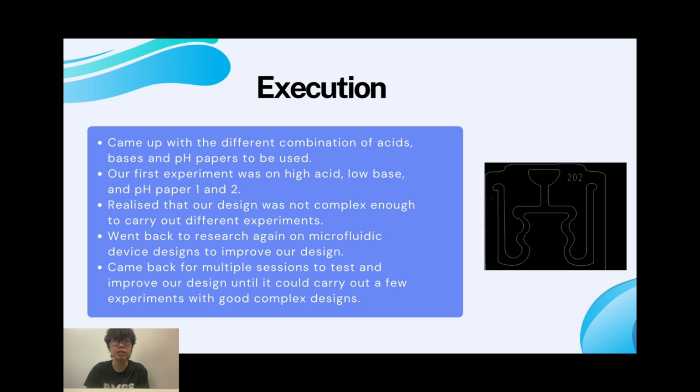As for the execution, we came up with many different combinations of acids, concentration of bases, and pH papers to be used. For our very first experiment, we decided to use high acid onto pH paper 1 alone on one side, and high acid flowing through a low base concentration into pH paper 2 on the other side, as we thought that we were only supposed to show the pH paper changes color based on the pH.